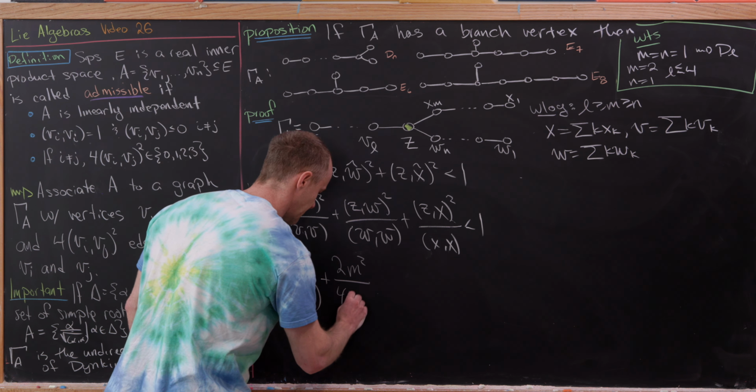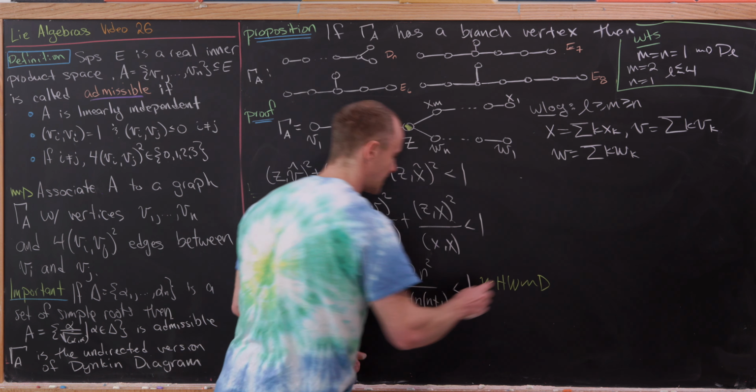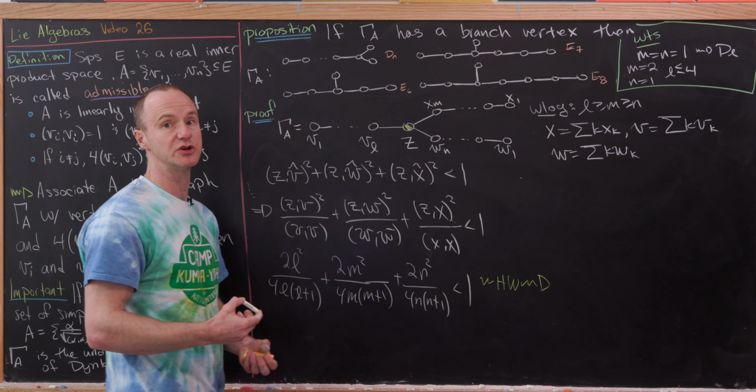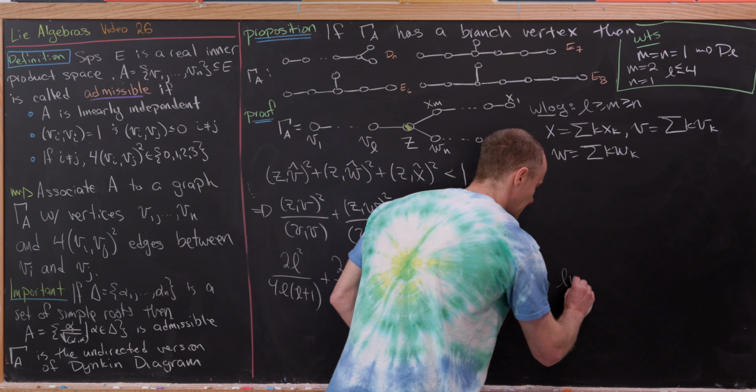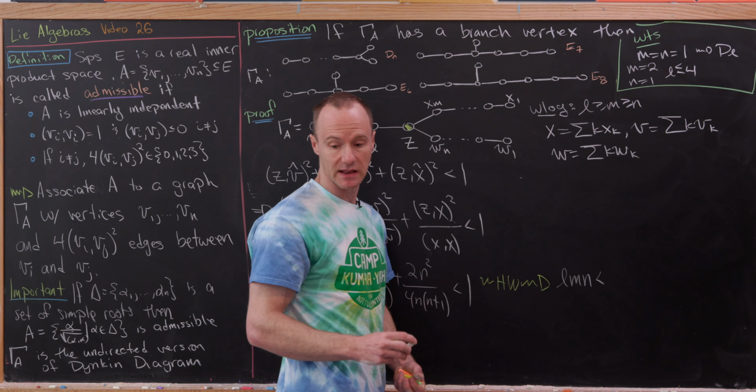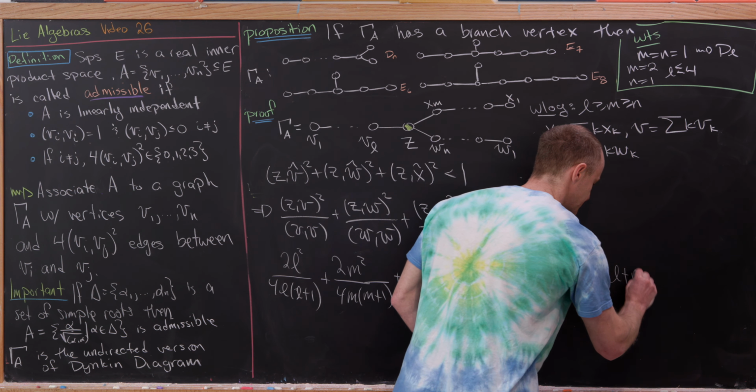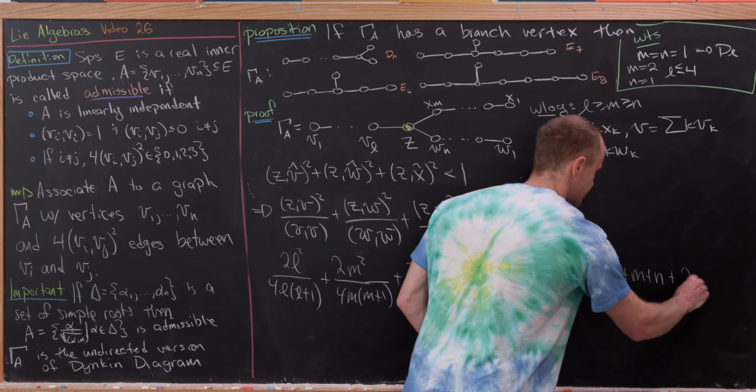And then from here, there's a ton of symbolic arithmetic, and maybe I'll leave that as a bit of a homework exercise, but a ton of symbolic arithmetic will lead us to the following inequality. And that is L times m times n is less than L plus m plus n plus 2.